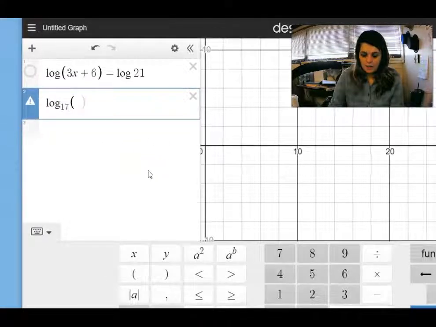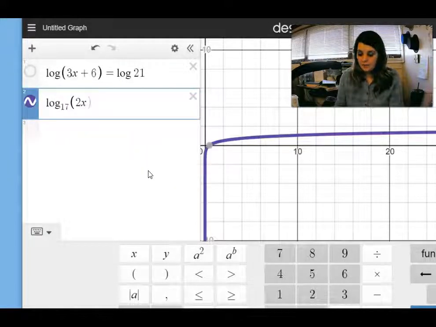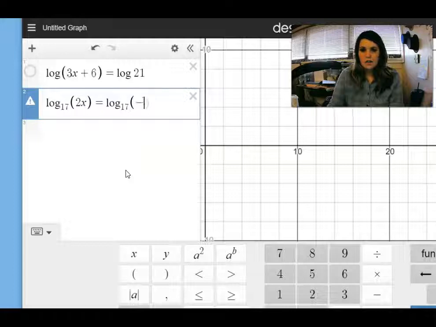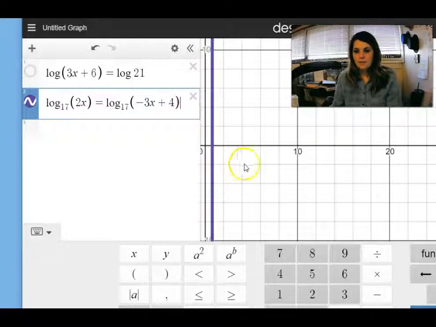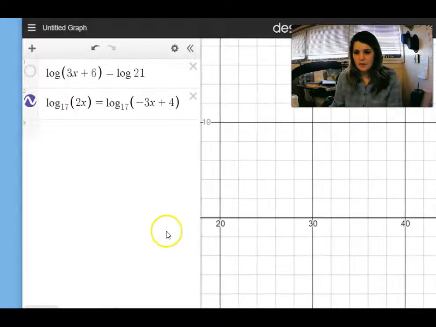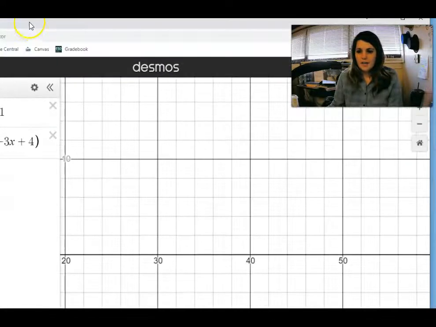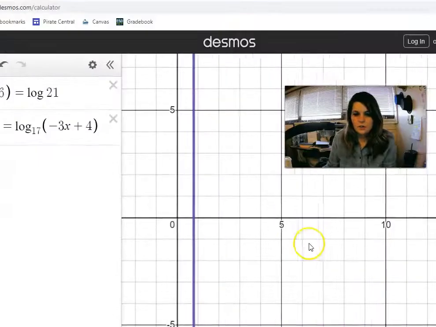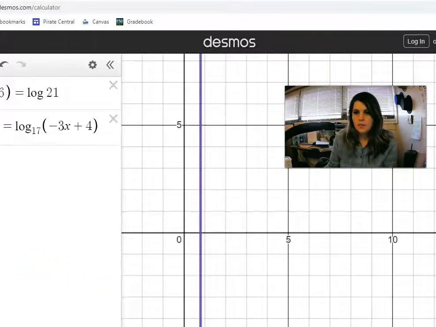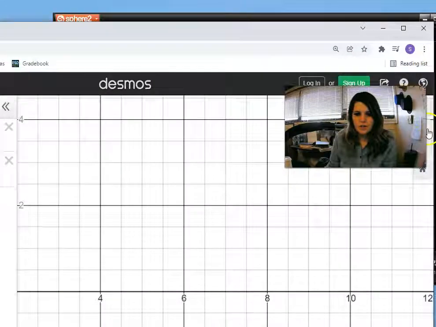And then I'm going to type in 17 in the parentheses 2x, even though it says n, equals, and then I'm just going to copy and paste this log 17 to the next side. Log 17 of negative 3x plus 4. This time it's looking like I have a line at what seems to be a fraction. So I'm not sure if we zoom in anymore, if that's going to help us. I'll try.